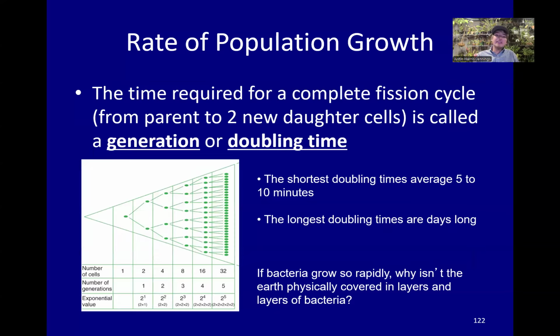Now, because this is a doubling reaction where one cell turns into two and two turns into four, 8, 16, 32, 64, and so on, these bacteria double usually within minutes to hours. There are some bacteria that do it within days, but that's a lot less common. And usually it depends on temperature. The lower the temperature, usually the longer the doubling time.